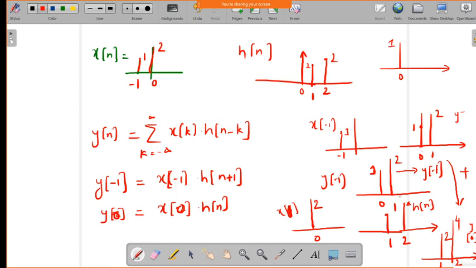So now similarly at 1 it will be having 2, here it is 2, 2 plus 2 it is 4. And similarly at 2 it will be having 4, here there is nothing at 2, so again it will give 4. So this is the output of the system, that is y of n.